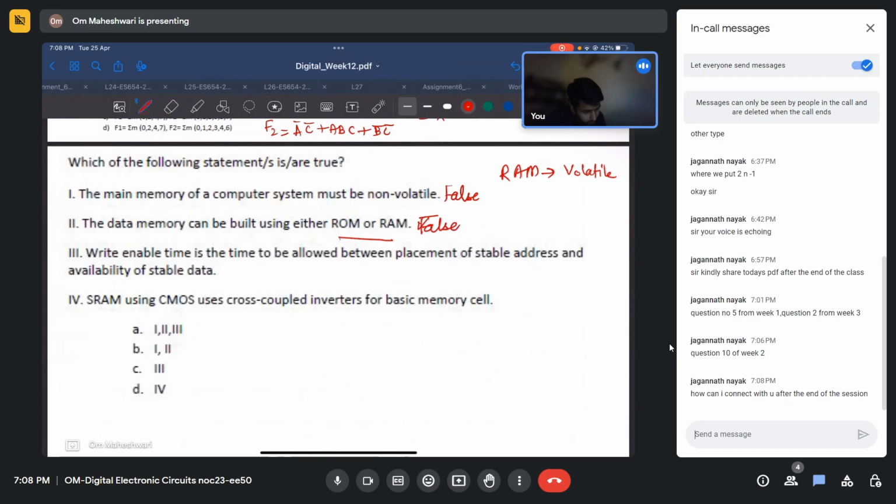Meaning ROM is read only. We need both read and write. So this is false. Write enable time is and time not, this is also false. SRAM is a simple yes, this is true. So only fourth is true.